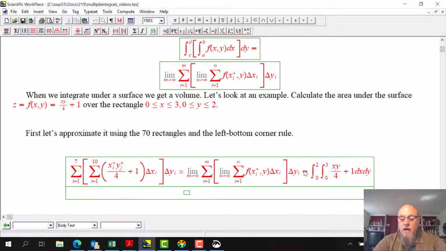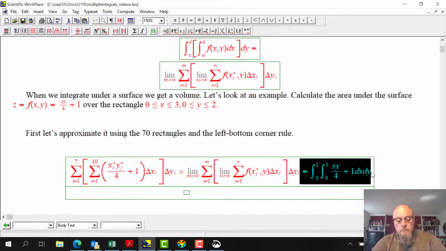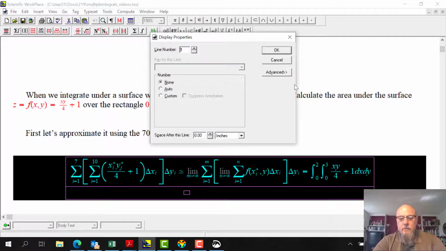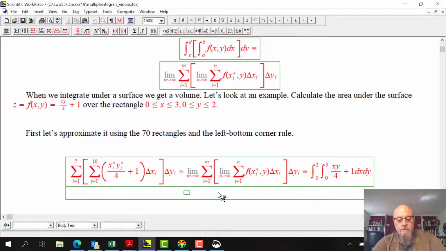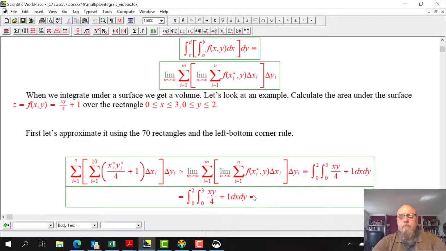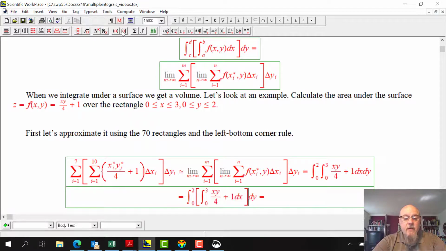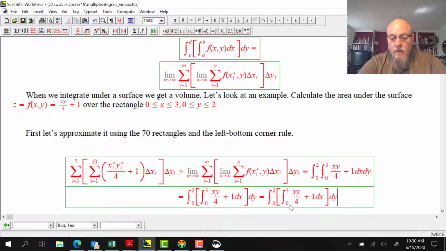Now let's evaluate this. Let's get a number for this. What I'm doing is thinking of this inside piece as its own thing. Inside the square bracket, it's just integrate with respect to x. y is a constant. So let's integrate this function with respect to x. If y is a constant, then y over 4 is a constant.